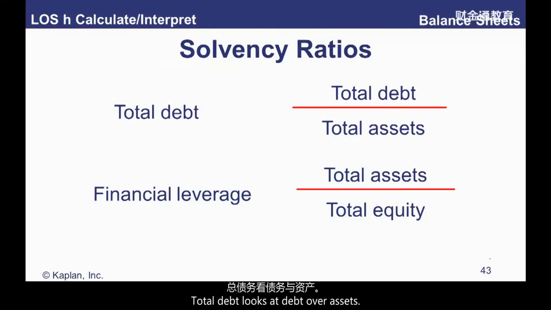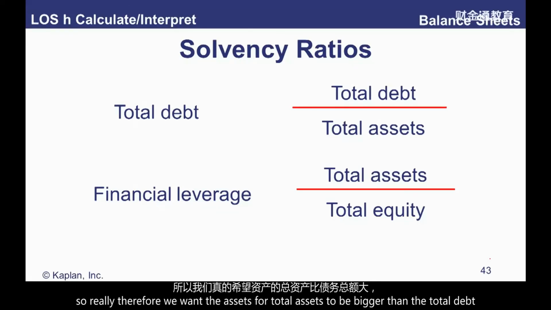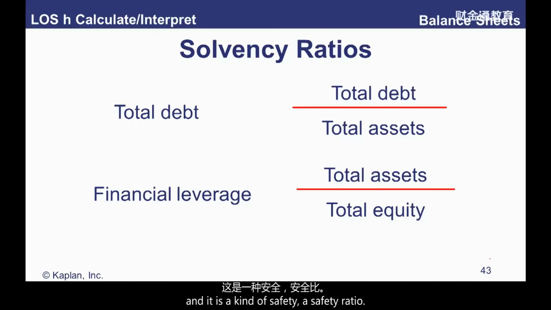Total debt looks at debt over assets. Now, of course, theoretically, you could liquidate the assets and use them to pay off liabilities. So really, therefore, we want the total assets to be bigger than the total debt. It's a kind of safety ratio.